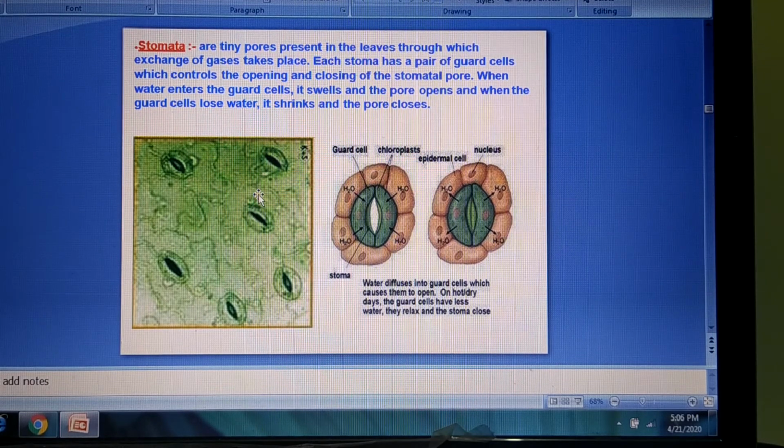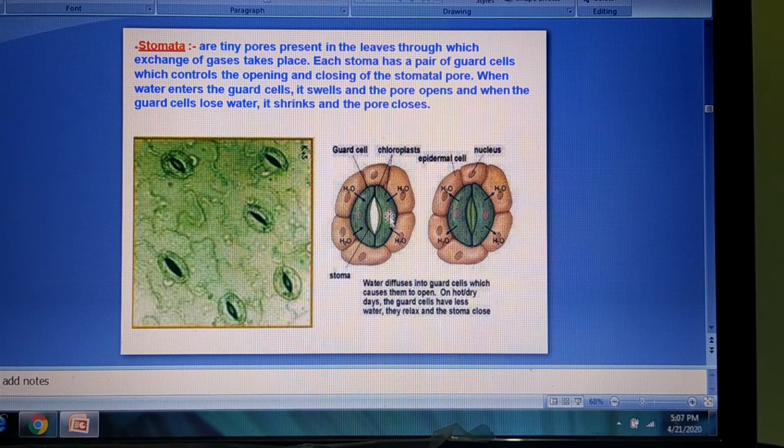In the next slide, we can see what stomata are. When you take the upper layer, that is the epidermis of the leaf, and observe under the microscope, we can find small openings. Those openings are called stomata. On either side of the stomata, we can find kidney shaped cells. How many are there? Two. These two kidney shaped cells are called guard cells. They are guarding, like a security guard, this opening.